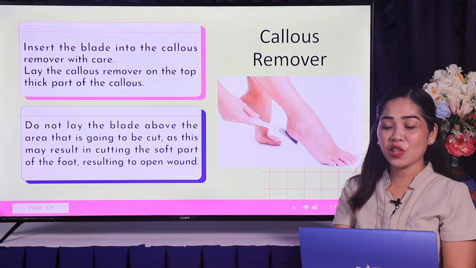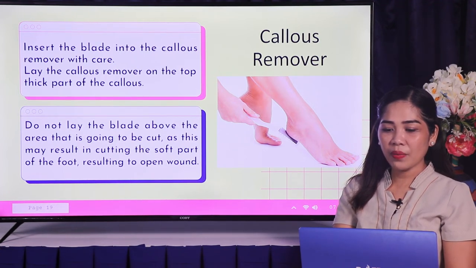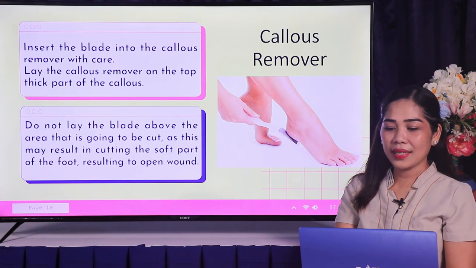How about the callus remover? What is its difference with the foot file? Yes, the callus remover is for stripping out the calluses on feet. This must be used if thick calluses are present on the feet.